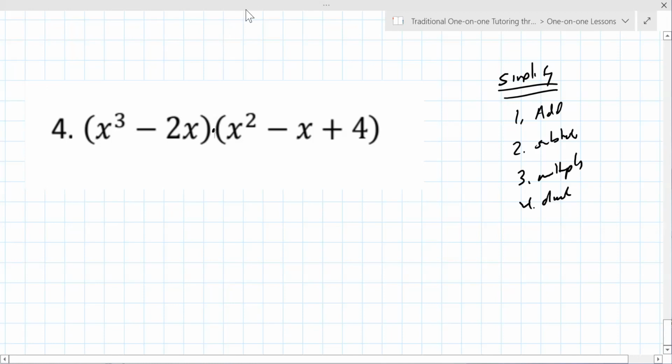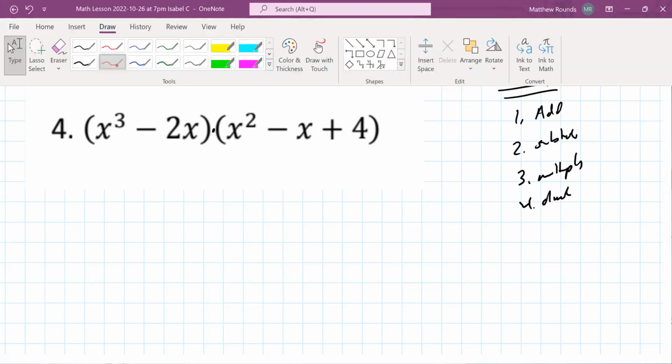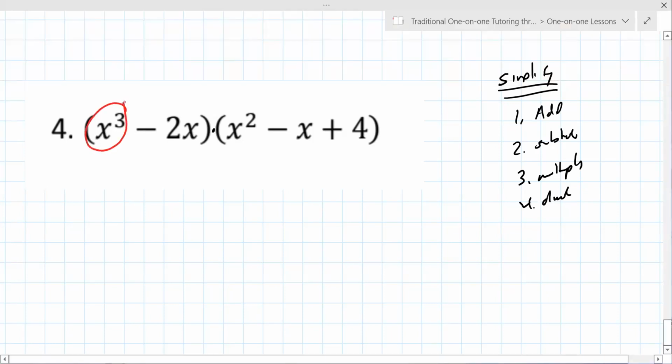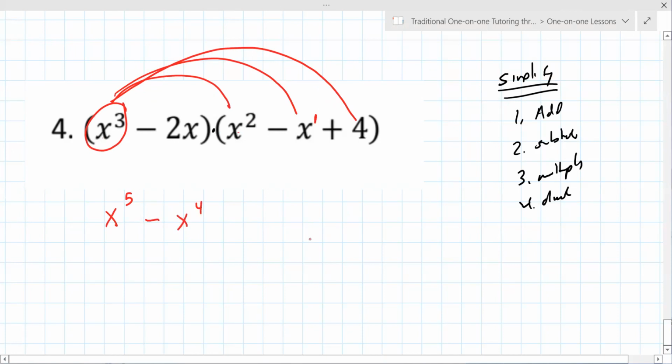I think we talked about this style of problem last time, where you start from left to right, but you multiply each of these by that x cubed or whatever it is. When the bases are the same, you add the exponents. So the first x cubed times x squared becomes x to the 5th. If the exponent isn't given, it's 1. So this becomes minus x to the 4th plus 4x cubed.